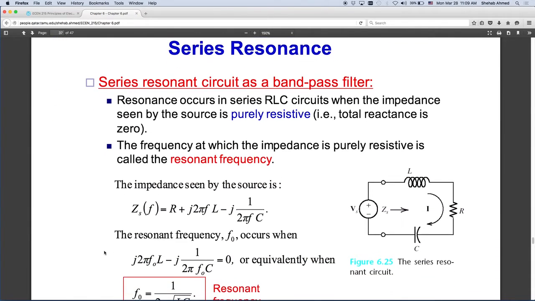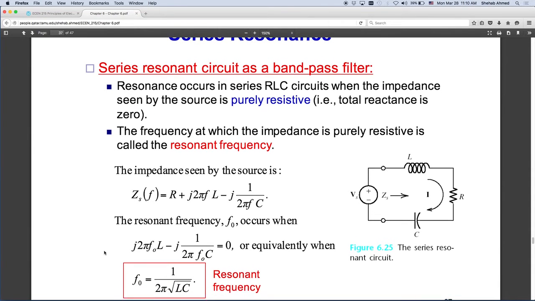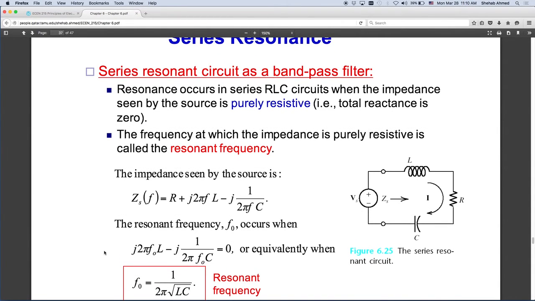Okay, so series resonance. Series resonance is basically a circuit with R, L, and C components, and the series impedance that this current is seeing is the combination of the R, L, and C. So it's R plus j omega L, or j 2 pi f L, minus j 1 over omega C, or minus j 1 over 2 pi f C.